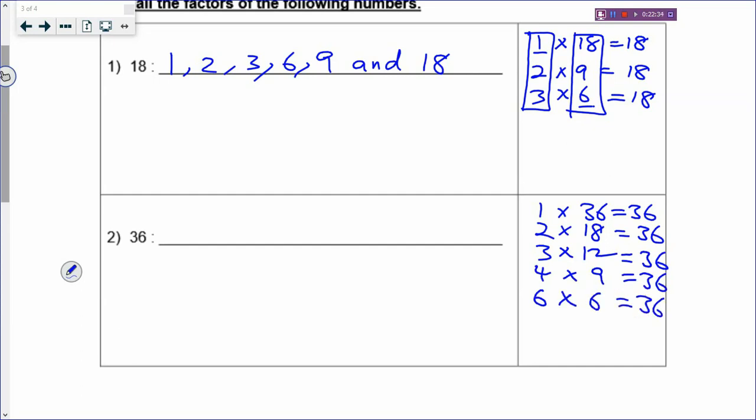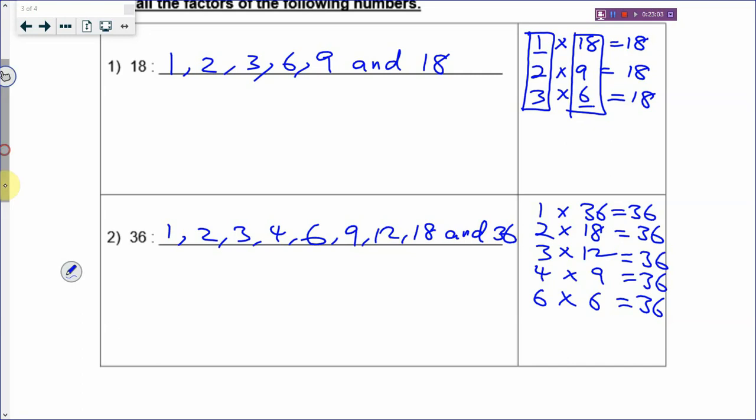And once you see a repeated factor, you can stop already. So how do you write your factors? Again, start with the smallest. 1, 2, 3, 4, 6. And no need to write another 6 because it's the same factor. Then 9, 12, 18, and 36. So these are your factors of 36. So when you're asked to find factors, you need to write your timetable in order.